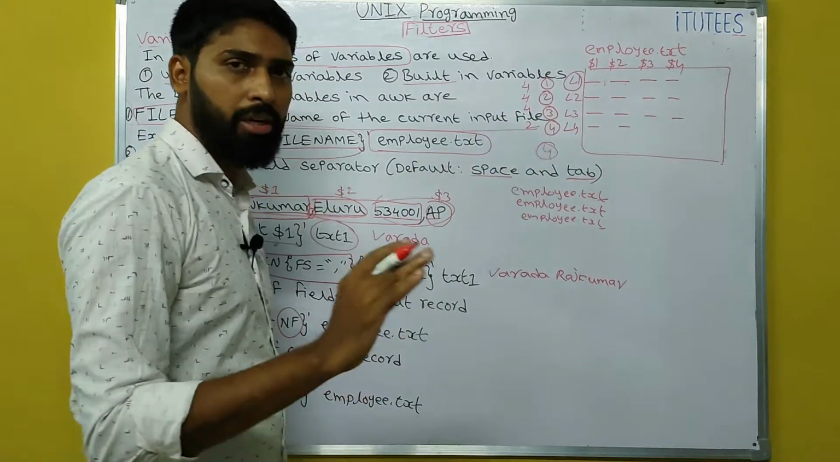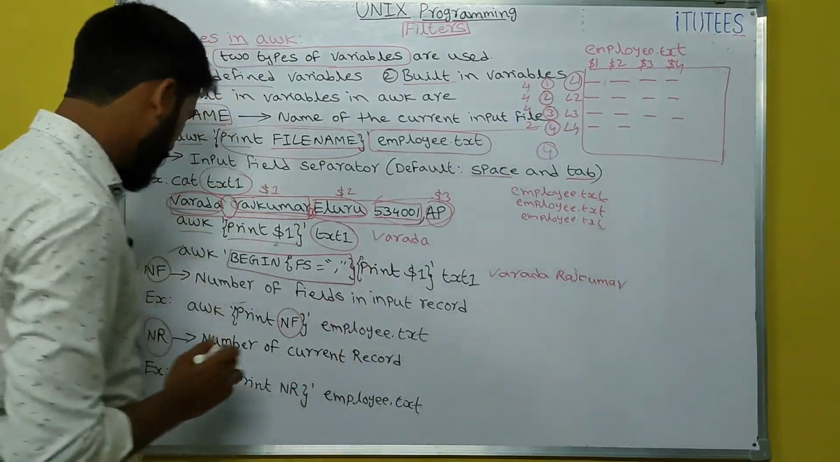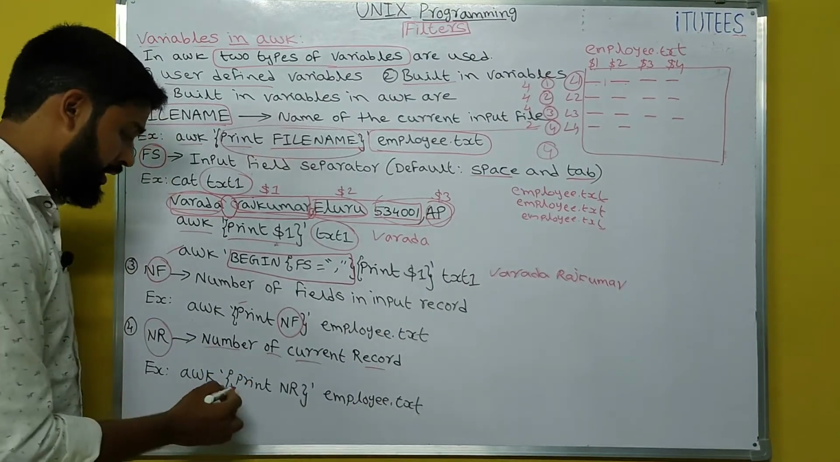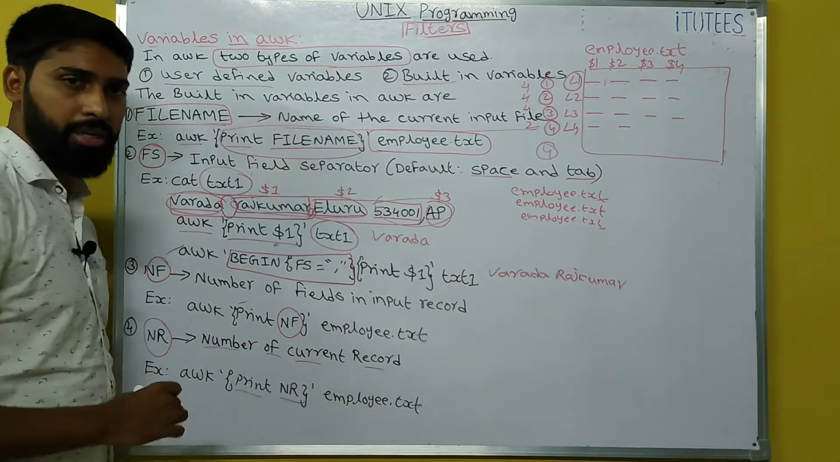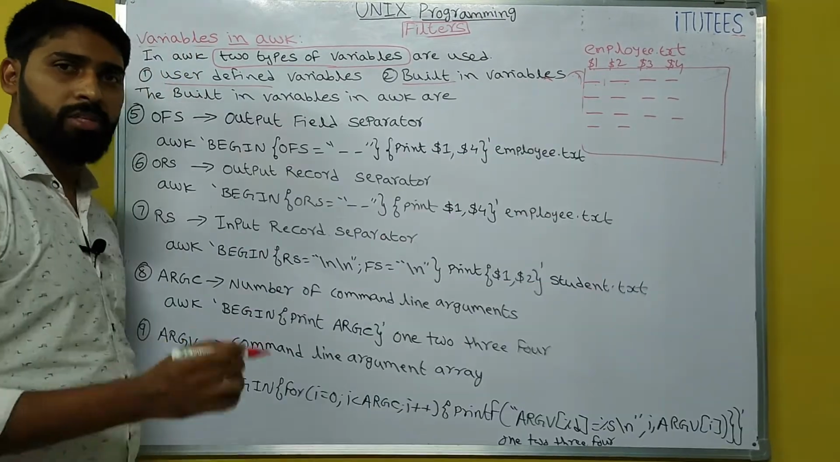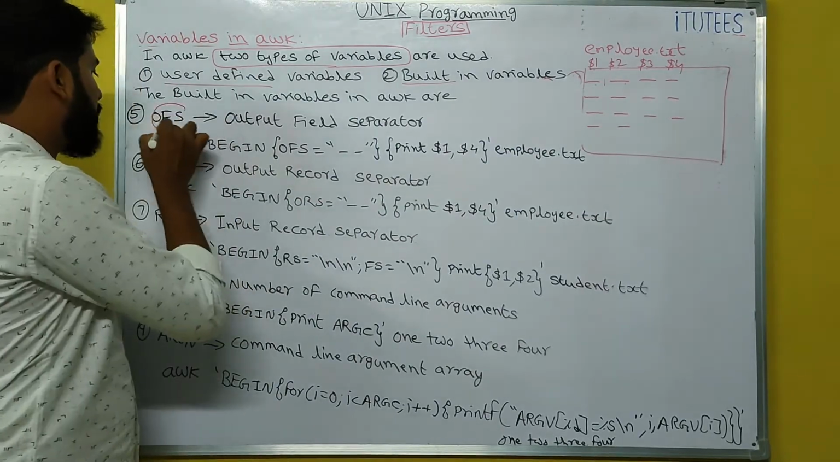So we can say that 4 records are available. NR is the number of current record: print NR employee.txt. Now it prints 1, 2, 3, 4 as an output. The next built-in variable is OFS.